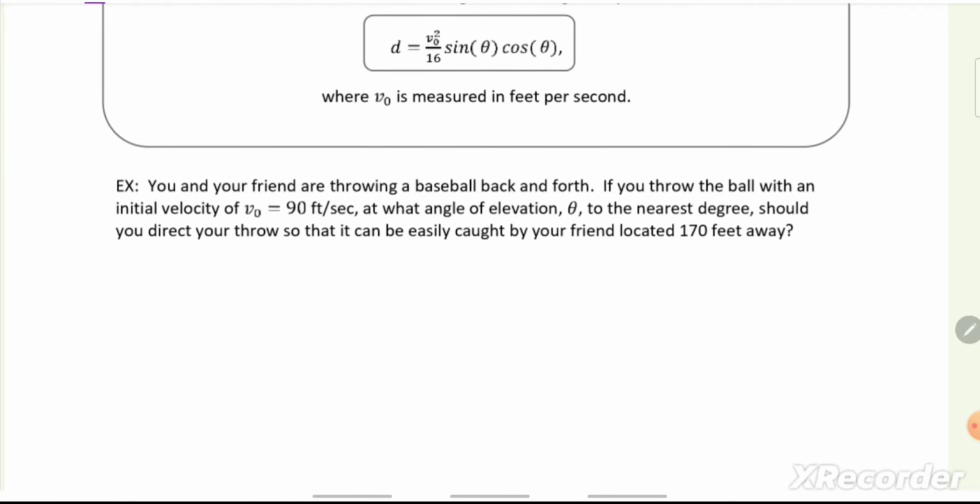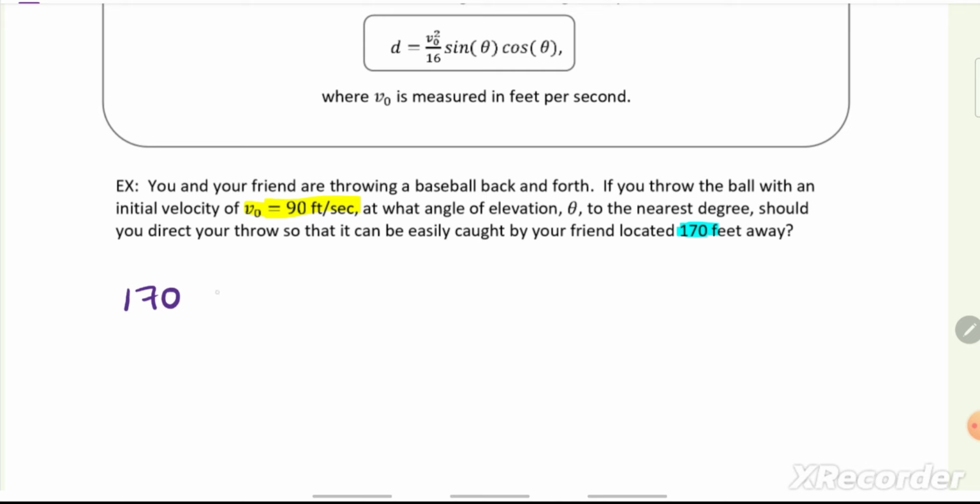You and your friend are throwing a baseball back and forth. If you throw the ball with an initial velocity of 90 feet per second, at what angle of elevation to the nearest degree should you direct your throw so it can easily be caught by your friend located 170 feet away? They've given us our initial velocity. They've given us our distance d. I'm going to plug those two things into our formula.